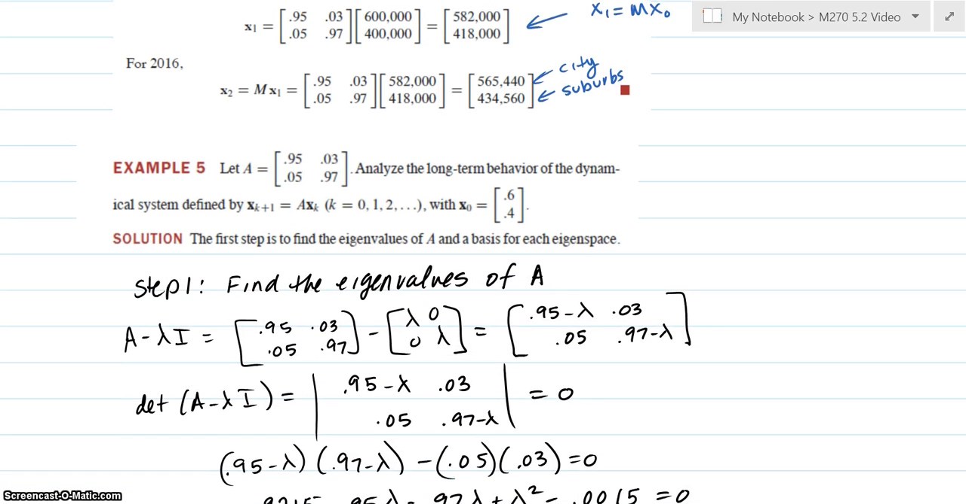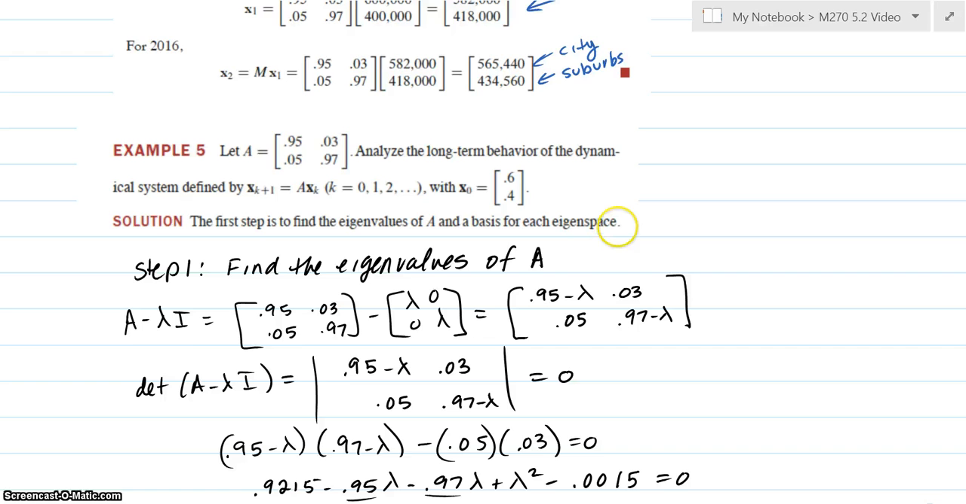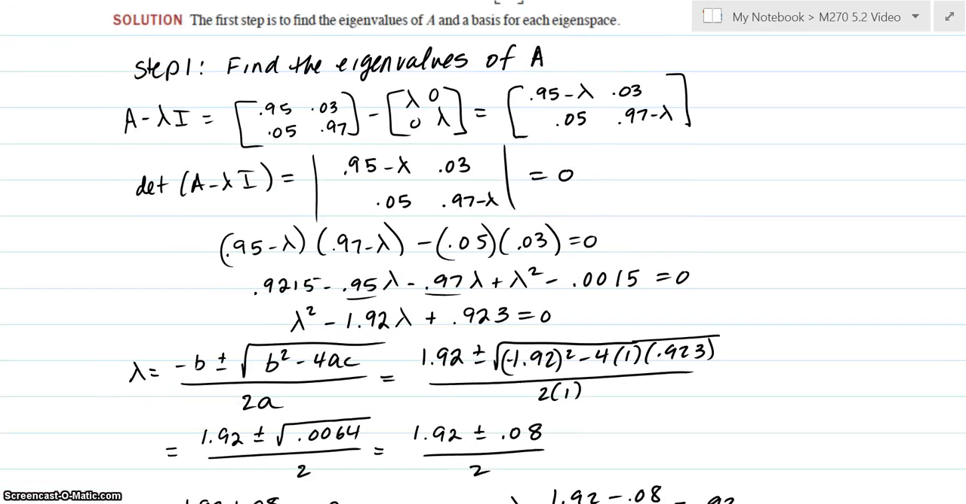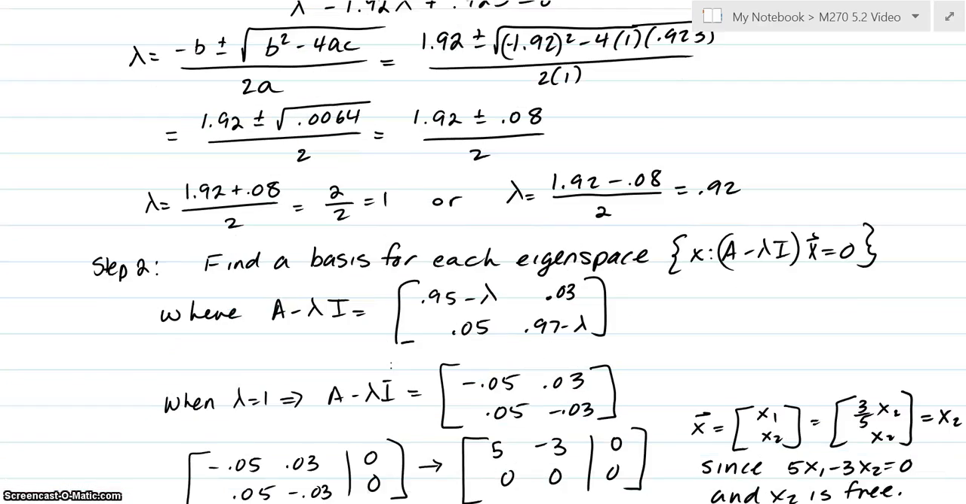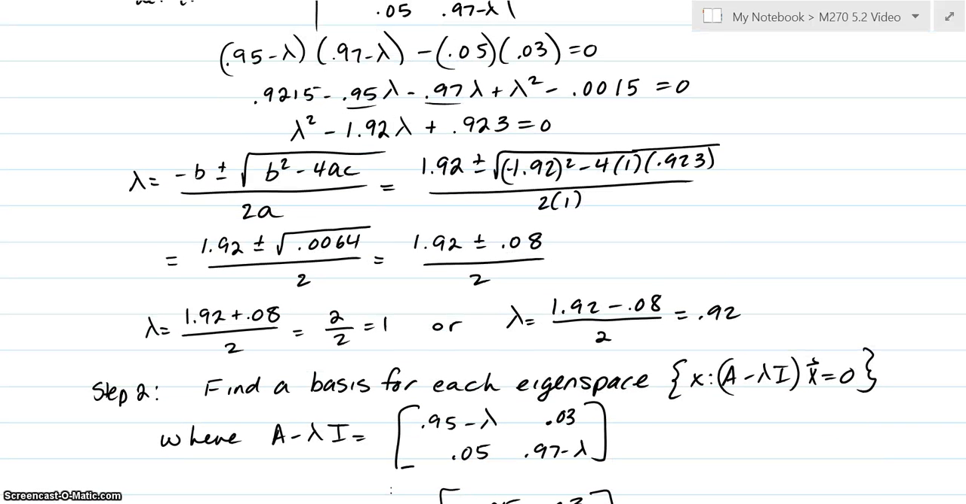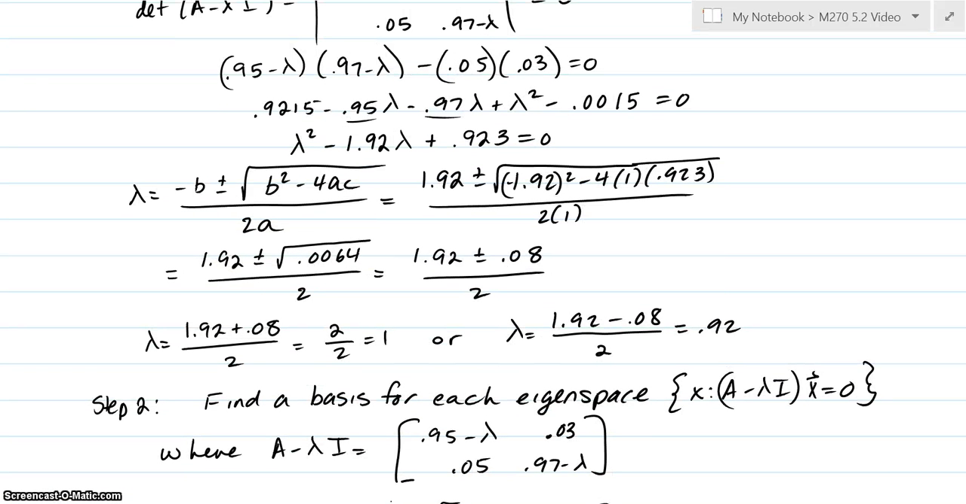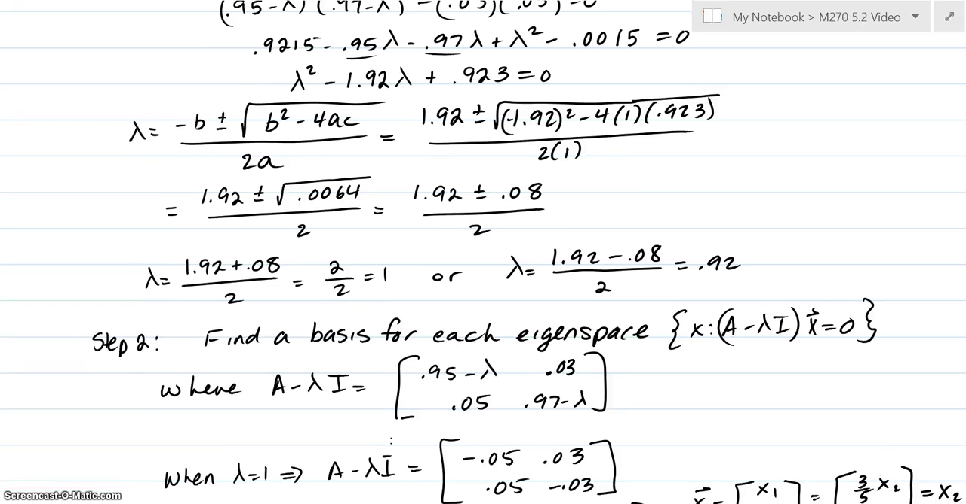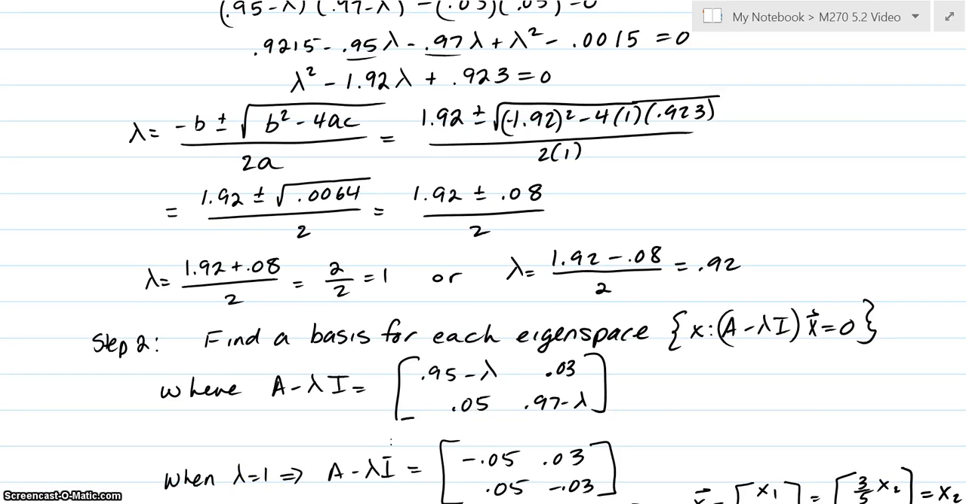Step 2, it says to find the basis for the eigenspace. So that is step 2 here. To find the basis for each eigenspace, we look at what the eigenspace is, which is this equation. I'm going to solve for that equation. So again, I look at that same matrix, but now I'm going to plug in when lambda is 1.